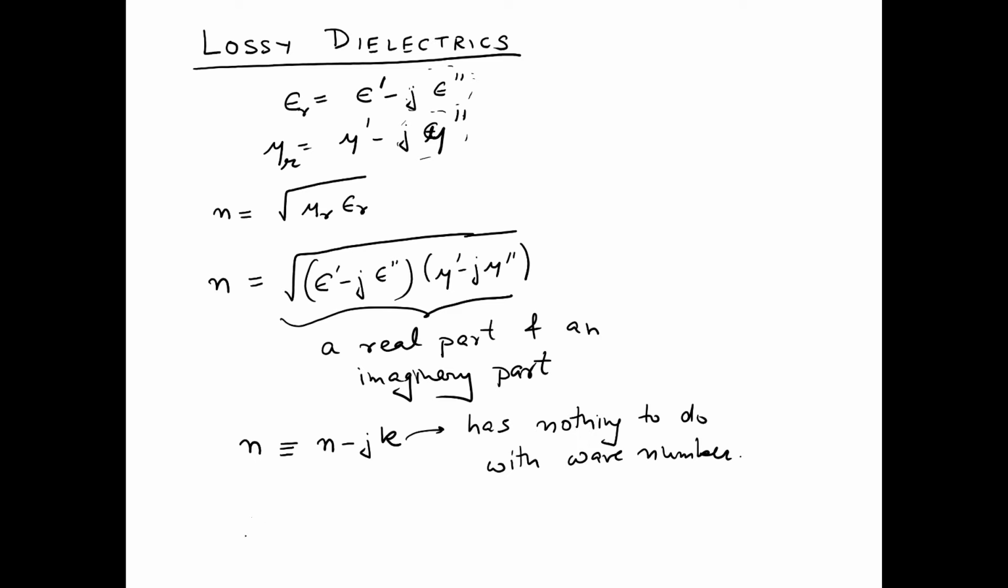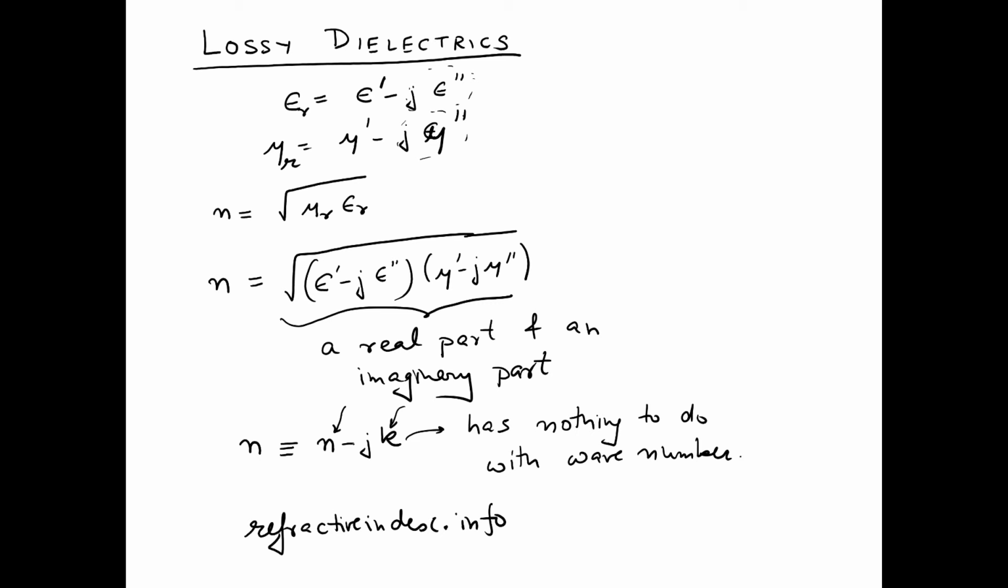A good place for you to go would be the refractiveindex.info website. You can see the refractive index of various materials at various frequencies, and you'll see that you will have a real part there called n and an imaginary part there called k.